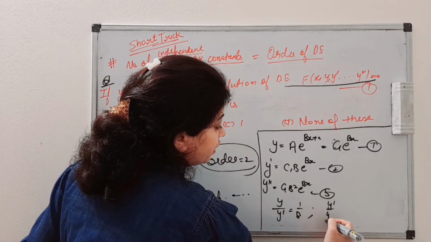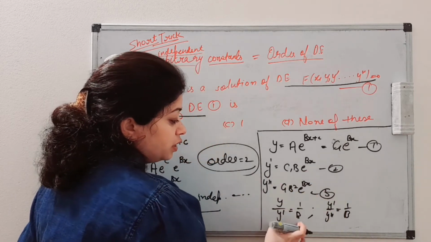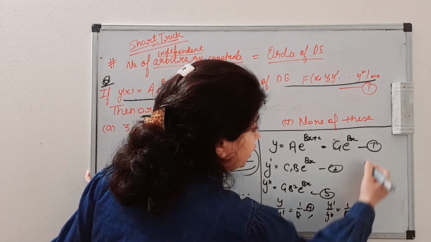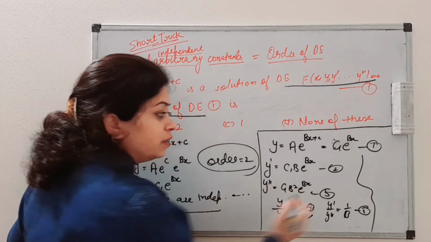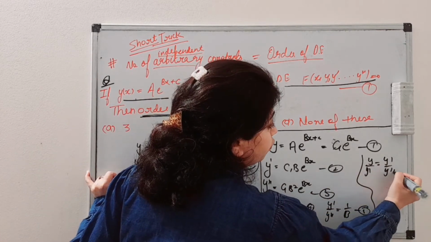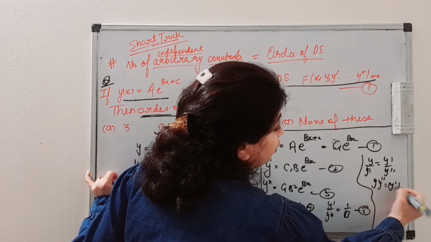Similarly, y dash by y double dash is equal to 1 by b. Divide 2 by 3. Now, equating 4 and 5, we get both of these are equal to 1 by b. So, y upon y dash is equal to y dash upon y double dash. So, we got y y double dash is equal to y dash square.